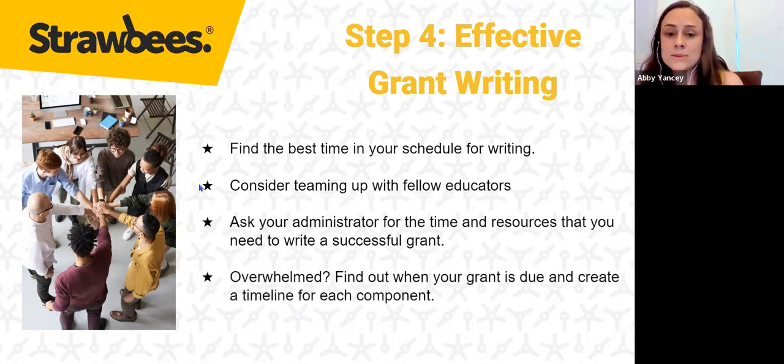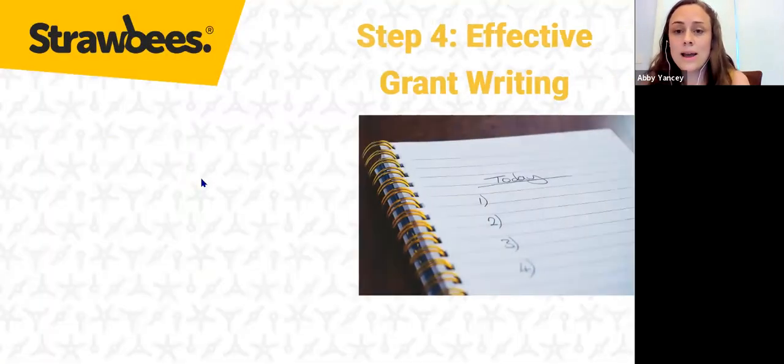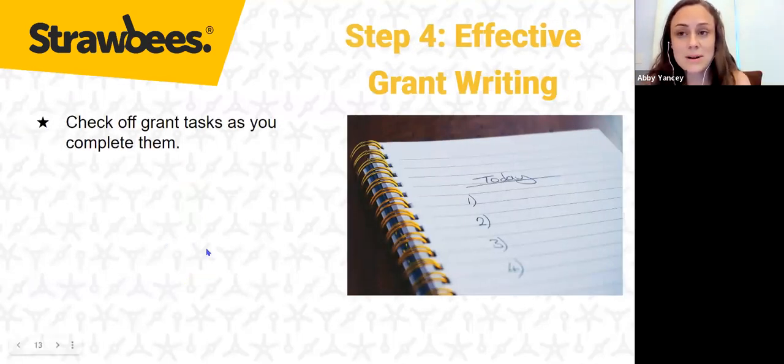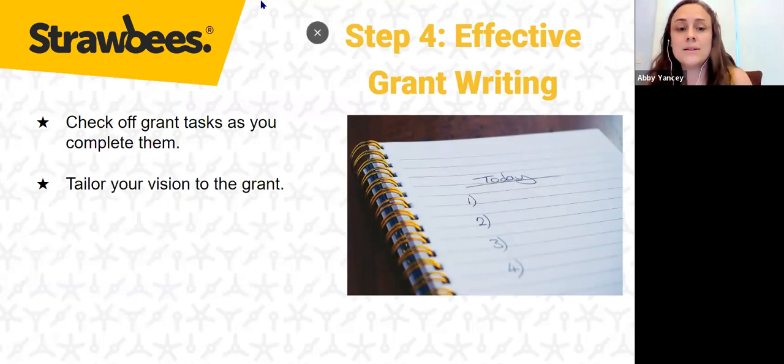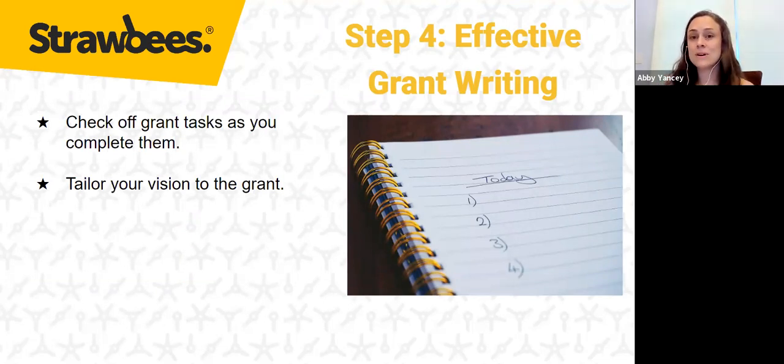And if you're feeling overwhelmed, find out when the grant is due and create a timeline or checklist for each component. That way, as you complete your grant tasks, you can check them off and build some momentum. Another thing to think about is tailoring your vision to the grant. Maybe the grant you're applying for focuses on sustainability. If that's the case, you will want to mention how these STEAM materials or how Strawbees fits with sustainability. Or it could be for computer science, or maybe it's empowering all students to have access for computer science.